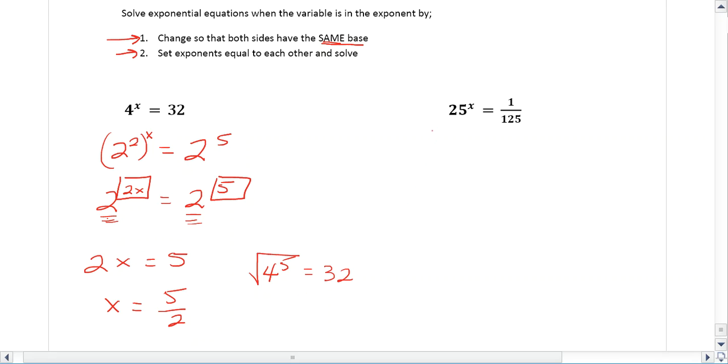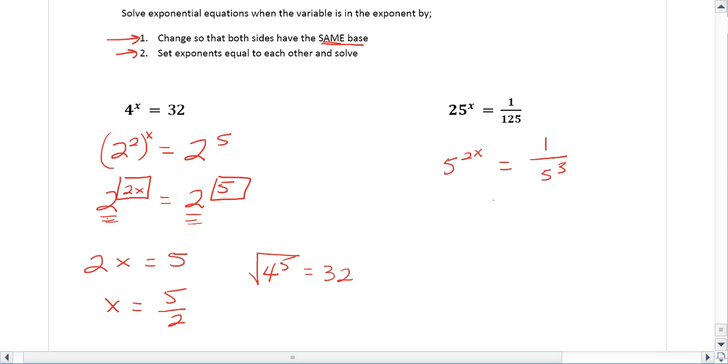Okay, so carrying that same logic here, we want to write these with the same base. And with 25 and 125, pretty easy to see that the base is going to be 5. Remove the 25 and put in 5 squared, and of course we multiply it by our x. And 125 is 5 to the 3rd power.